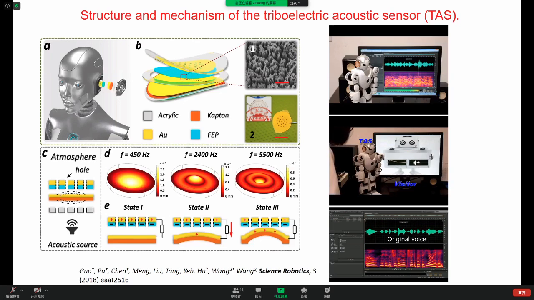Okay, voice recognition. They didn't recognize because this is how you come over. You can see voice recognition utilizes our TENG-based microphone, which is very interesting here.